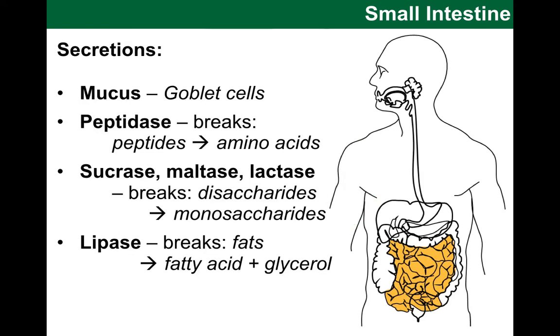Let's have a look at the secretions of the small intestine. Mucus is secreted by the goblet cells. And then we have a range of digestive secretions. Peptidase breaks down peptides, as the name suggests, so these are converted into amino acids. Sucrase, maltase, and lactase in turn break down more complex disaccharides into simpler monosaccharides. And then we have lipase, which breaks down, as the name suggests, fats. And fats are broken into fatty acids and glycerol. And then there are many hormones which I will leave you to review independently.